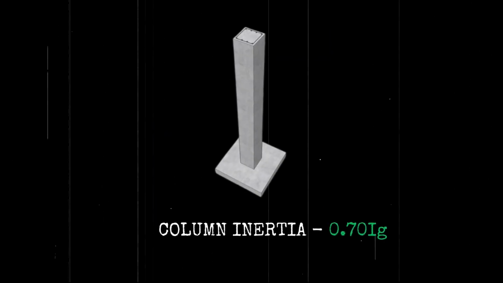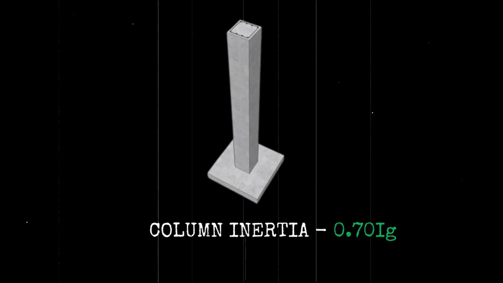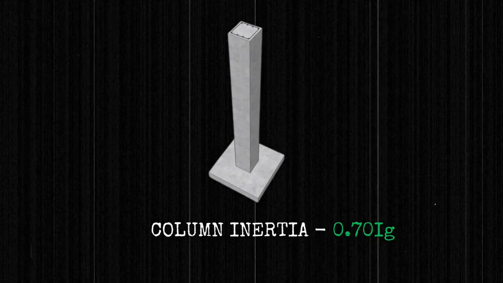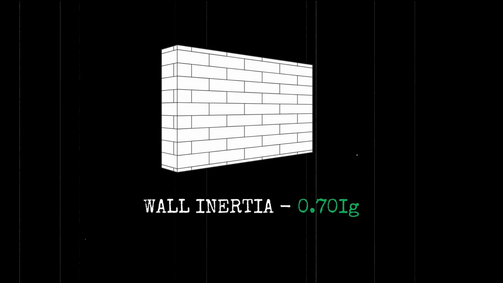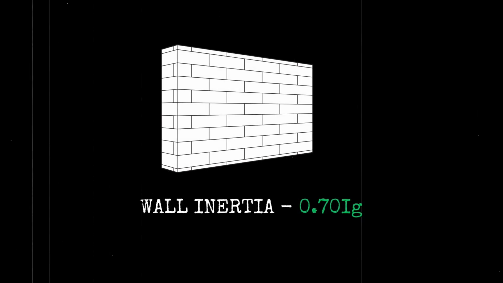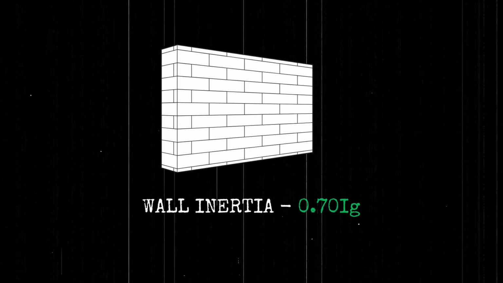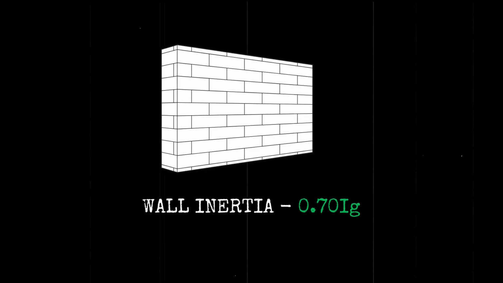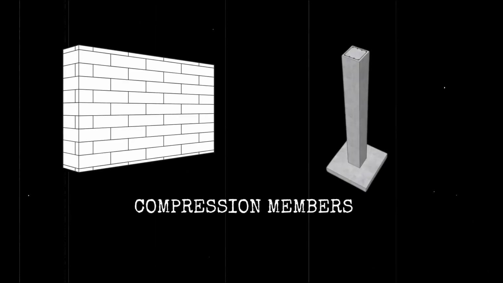The column inertia is 0.70 Ig, that is 70% of the gross area or the initial area of the column should be considered after cracking. This is to say you are taking 70% of its stiffness because columns crack less when compared to beams. The wall inertia is 0.70 Ig, which means you are taking 70% of the gross area or initial area of the wall should be considered after the crack has occurred. This is to say you are taking 70% of its stiffness because walls also crack less when compared to beams. Walls and columns are similar because they are both compression members.